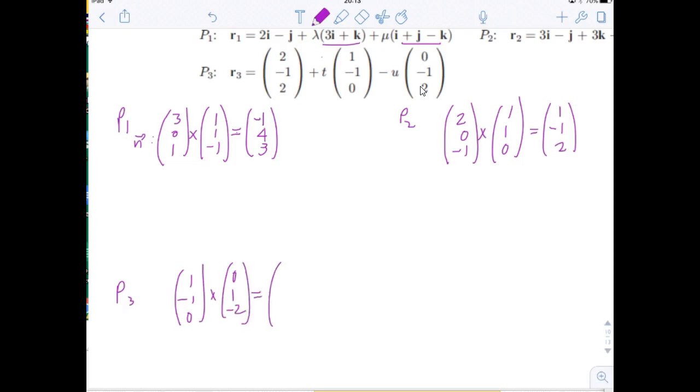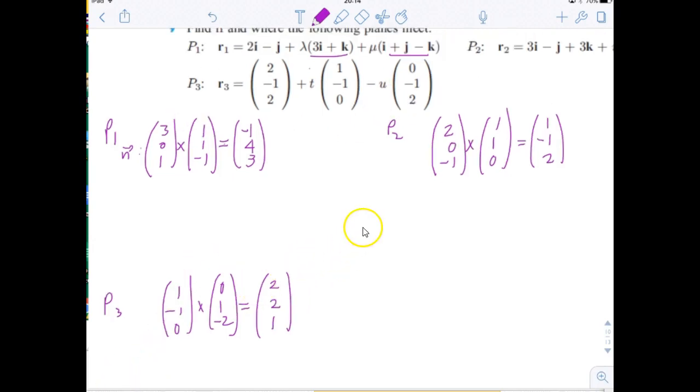For the first element, I got negative 1 times negative 2, which is positive 2, minus 0. For the second element, I have negative 2 times 1, which is negative 2, minus 0, but then I negate that, and I get 2. And the last element, I have 1 times 1 minus 0, so it would be 1, giving 2, 2, 1. Now I'm going to write down the Cartesian equations for each one of these, okay?